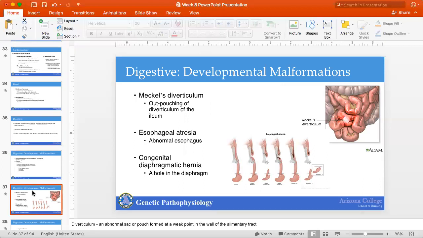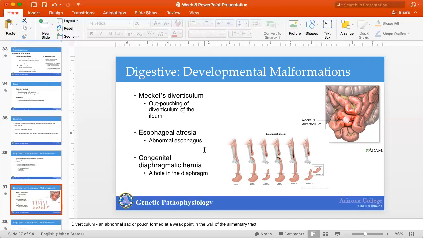Digestive or developmental malformations. You have Meckel's diverticulum. It's an outpouching of the ileum. So you can see this outpouching here. What will happen is that fecal matter will then get stuck in these outpouchings, causing increased inflammation and pain and risk for infection.